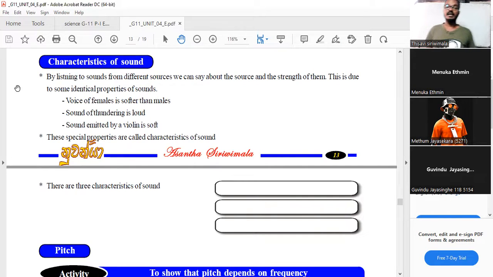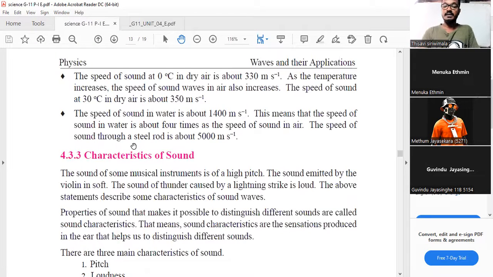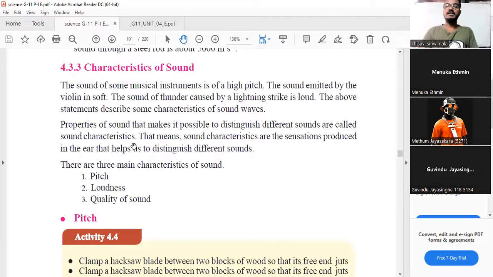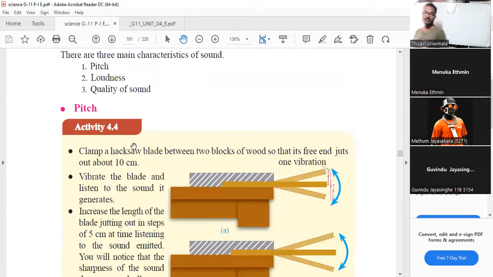There are three characteristics of sound: pitch, loudness, and the quality of sound. You can write them: pitch, loudness, and quality of sound. These are the three properties of sound.